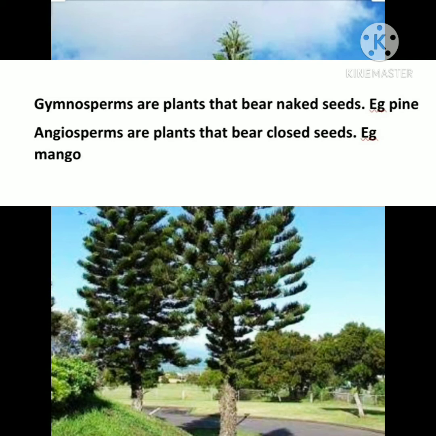An example is the pine trees that you see around you here in school. The cones that are produced by the pine trees are actually the naked seeds. They are not present inside a fruit.